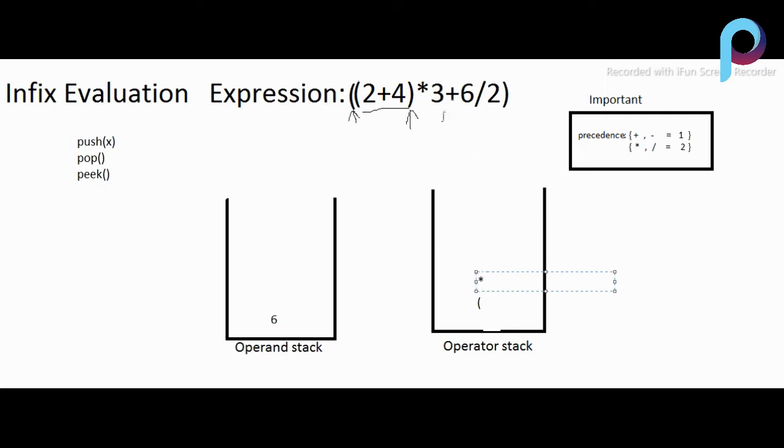Okay guys, now we have to push the multiply operator in the operator stack. Now there is a 3, so we have to push it in the operand stack. Now there is a plus, so just listen, when we are at the plus, we don't have to push it in a stack right away, we have to check the precedence, and check which operator has the higher precedence.